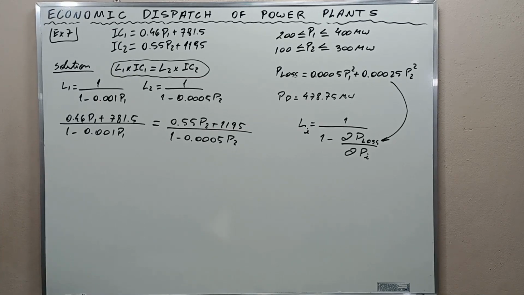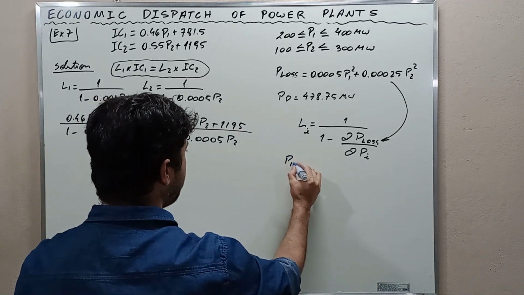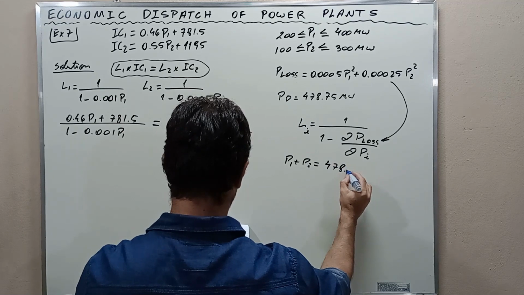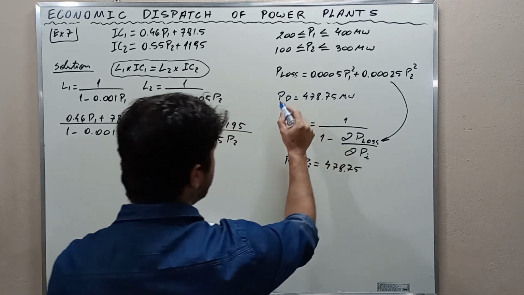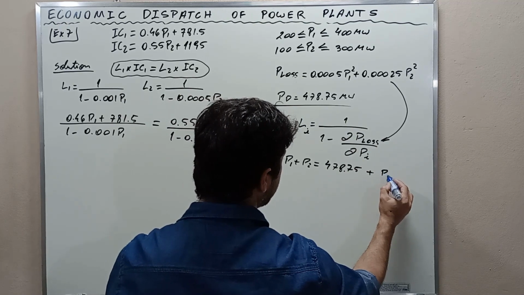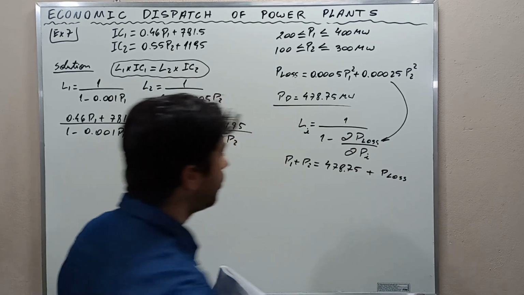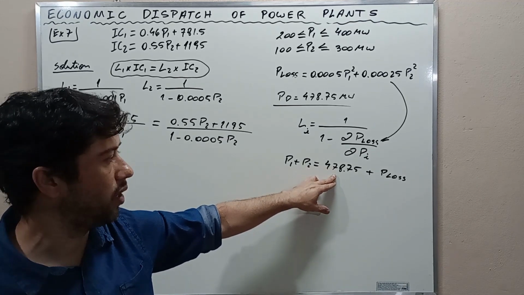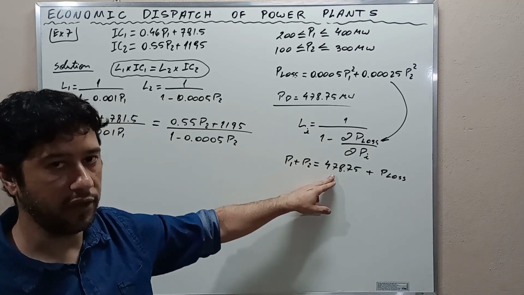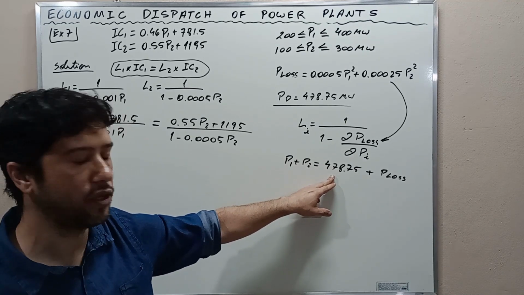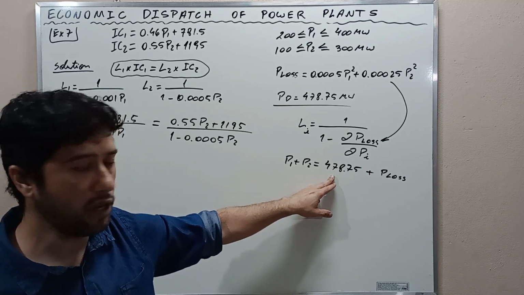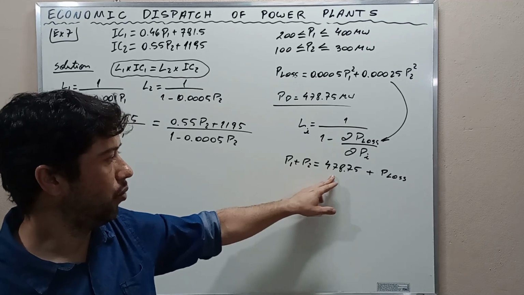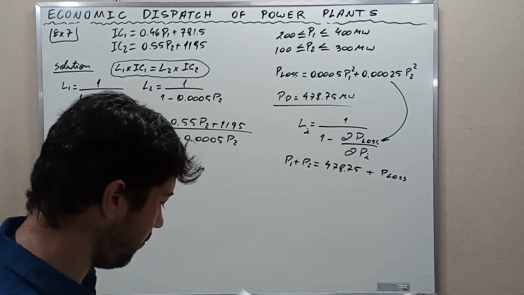The other equation is this: P1 plus P2 is equal to 478.75, which is the demand, plus the losses. We are not only taking account of the power that has to be delivered to the load. This is the main idea, of course. We don't run power plants for the losses. The main idea is to feed the loads, but we have to take account of the losses, all right?